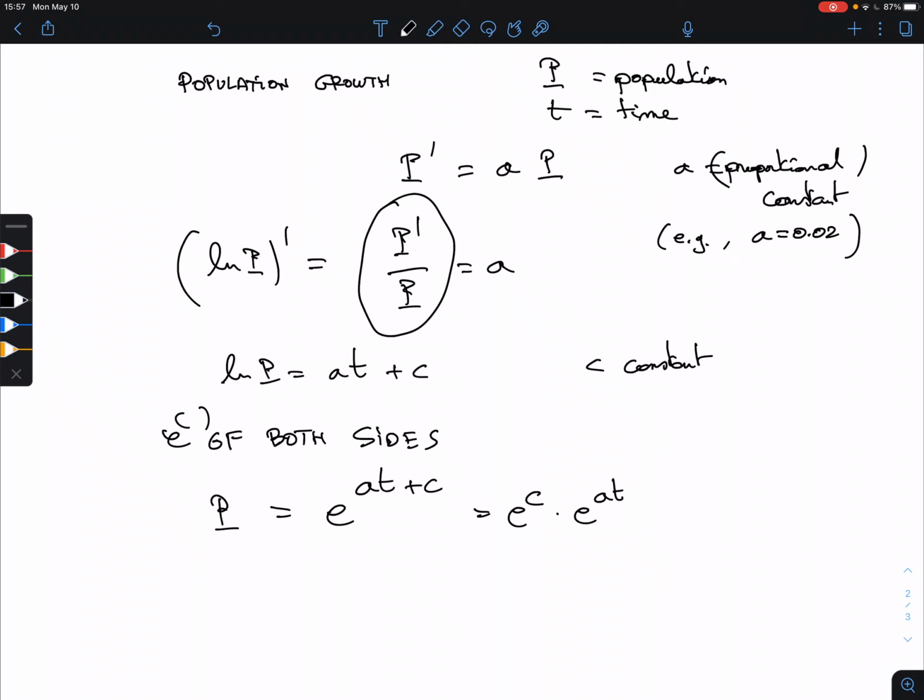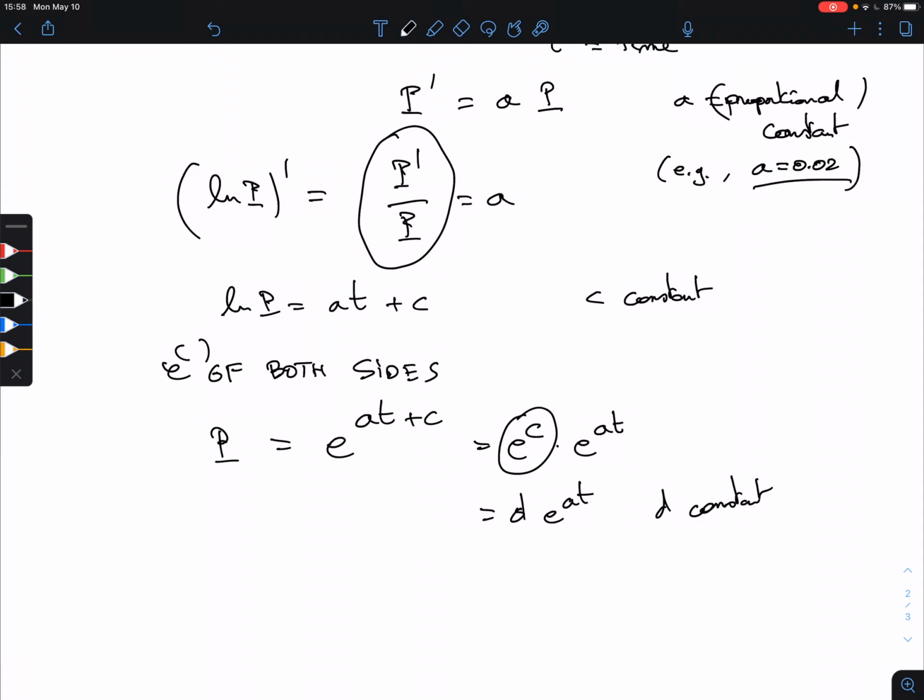Okay. So what is this here? This is just a constant. C was a constant, so e to the C is a constant. So I'm going to rename the constant. That is something we often do, because if this is a constant, it doesn't matter how I write it. So I'm going to rename this as, let's say, D, so we have D times e to the at. D is a constant. D is actually e to the power C, but it doesn't matter.